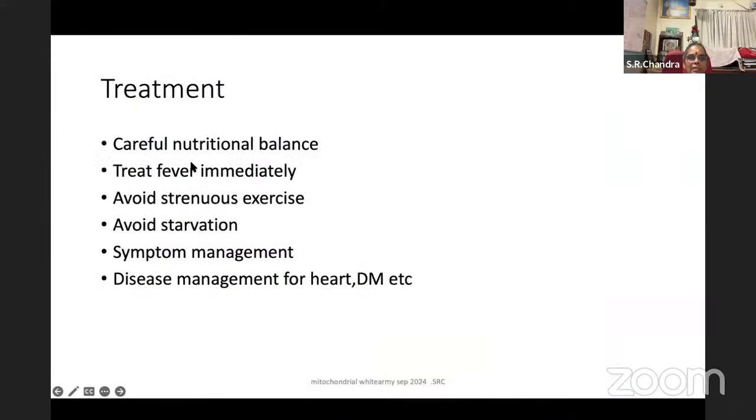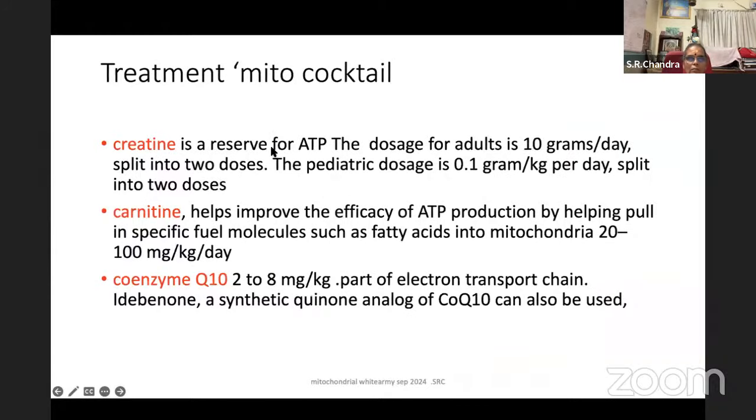So treatment is careful nutritional balance. They should not be starving. And fever should not be allowed to persist because fever is metabolically demanding. Avoid strenuous exercise. Avoid starvation. And symptom management, whether it is seizure or cramps or muscle pain or diabetes, treat that. And disease management for heart, diabetes, etc.